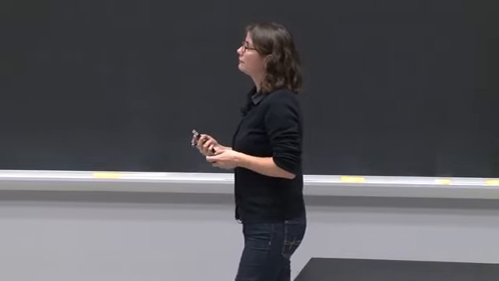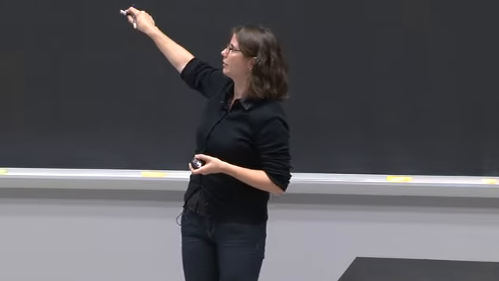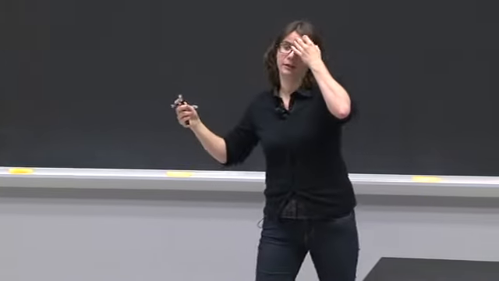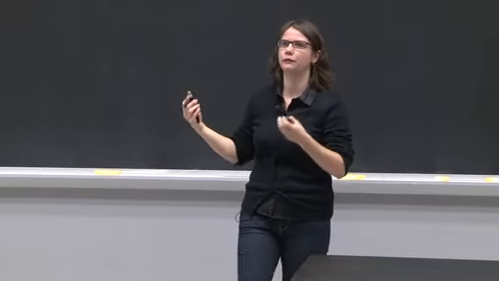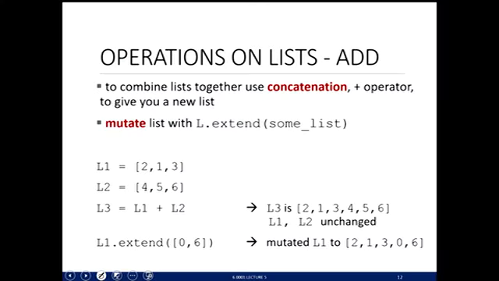Okay. So we can add things to the end of our list. We can also combine lists together using the plus operator. Okay? The plus operator does not mutate the list. Instead, it gives you a new list that's the sum of those two lists combined. So in this case, if L1 is 2, 1, 3, and L2 is 4, 5, 6, when we add those two lists together, that's going to give us an entirely new list, leaving L1 and L2 the same. And that's why we have to assign the result of the addition to a new list. Otherwise, the result's lost.